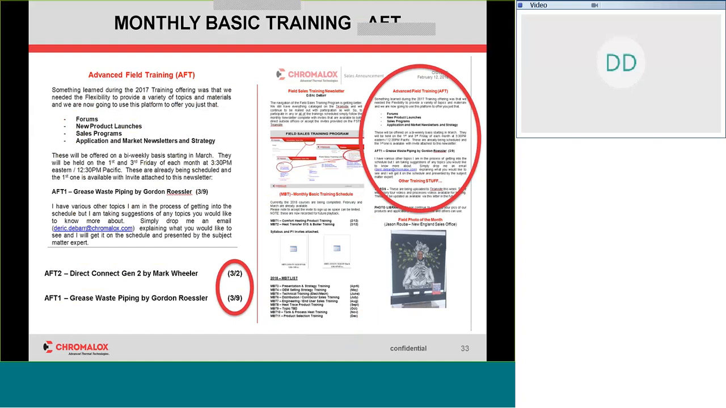We've already got the direct connect, which will be, I guess, essentially 2 Fridays from now. After that, we're going to have the grease wasteways. If you have not accepted the invites for that, I will attach them in the summary of this today as well. But look for those. They're on the training site. And if you don't have the invite and you just want to attend, send me an email. If you don't attend, they will be recorded.